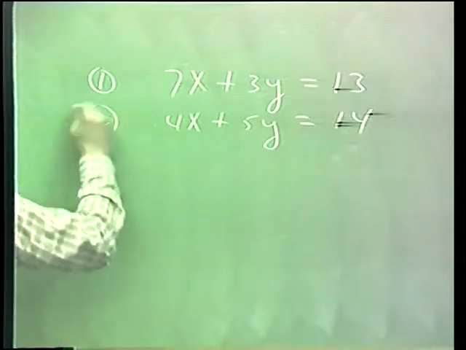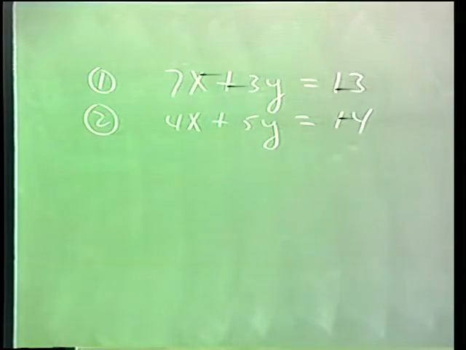Okay, we have two equations, two unknowns, two lines. I'd like you to find the point of intersection of those two lines. The first line says 7x plus 3y equal 13. The second equation says 4x plus 5y equal 14. Find the point of intersection.